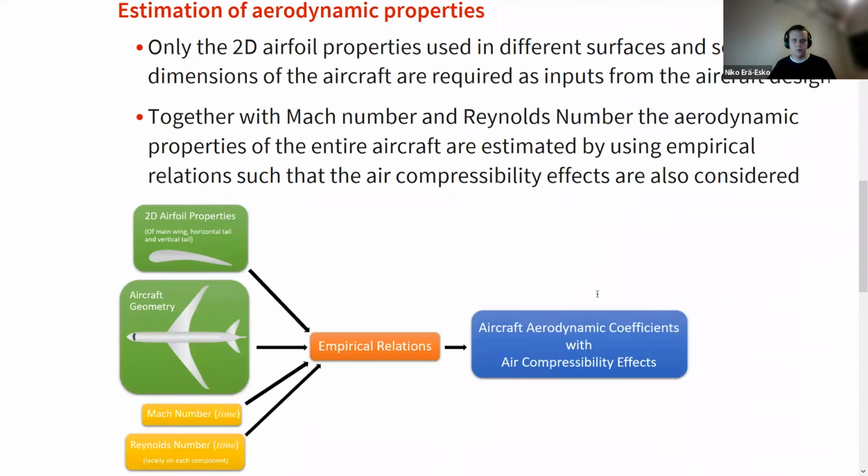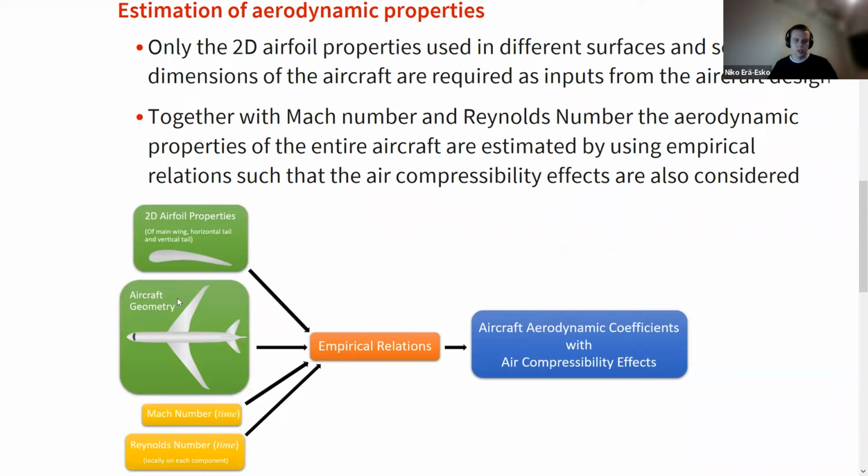Then when we look more closely at how the aerodynamic properties are estimated in the library. So for that, the inputs from the aircraft are the properties of the two-dimensional airfoils used in the different wings or surfaces, that are the main wing, the tail. So those values, they are rather easy to get. There are a bunch of different table values for different airfoil shapes in existence that are easy to get into.